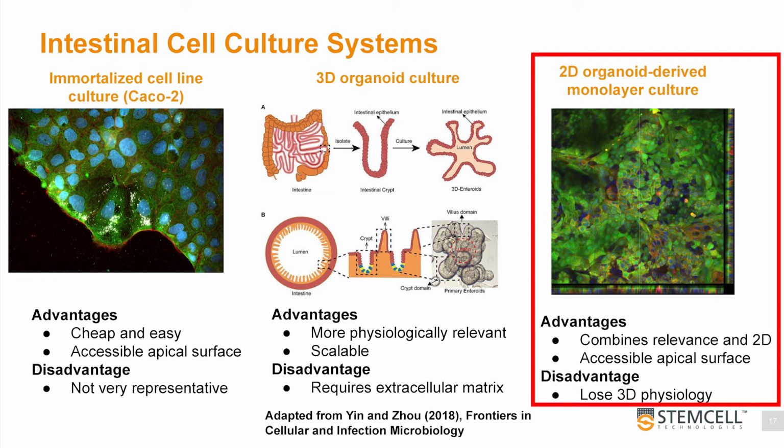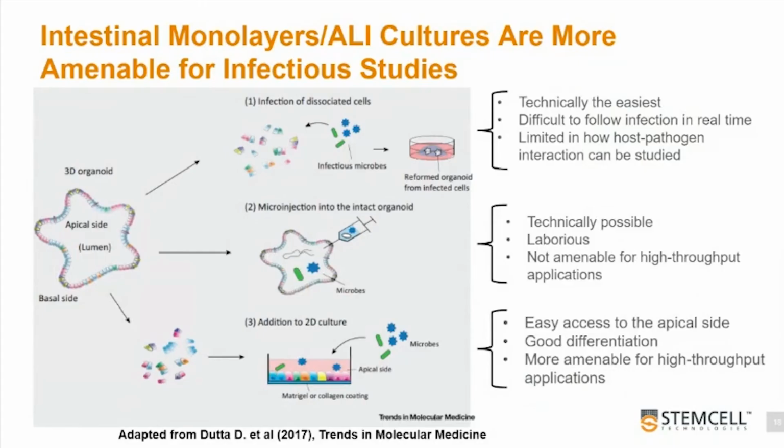One limitation is the loss of 3D structure or physiology. Also, it is generally considered to be an endpoint culture system, which means that monolayers cannot be maintained or passaged long term. This slide provides a high-level overview of different approaches for using 3D organoids for infection modeling.